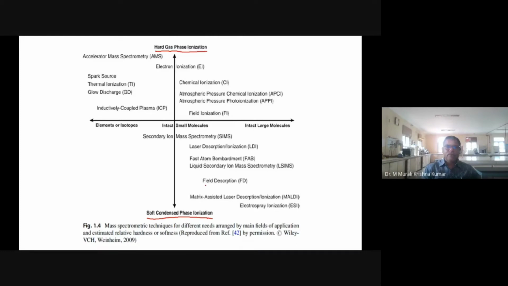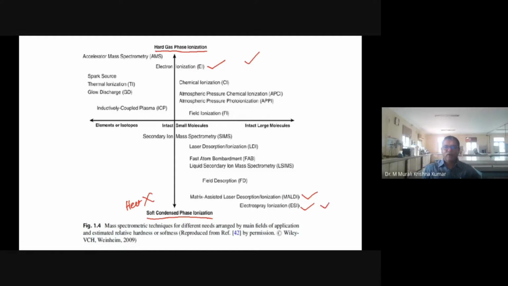Okay, so here, as you are moving in this direction, here you can see electron impact ionization is a hard gas phase ionization. But if you see MALDI and electrospray ionization are on the other side of the scale, where these two are what we call soft condensed phase ionization. Okay, so here we don't need the drug to be evaporated by using heat. Heat is not needed. Here heat is needed. So that's the reason why here we use very high energy, so thereby molecule may get degraded.